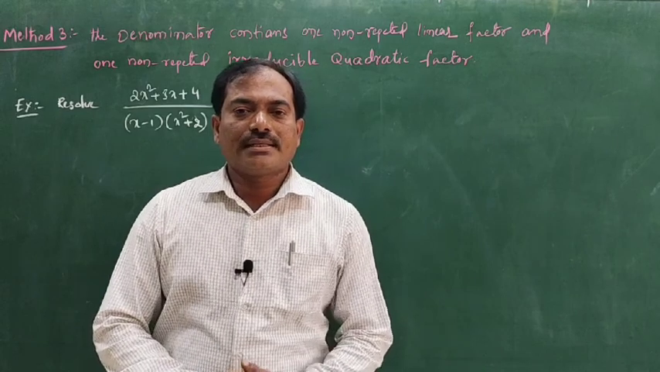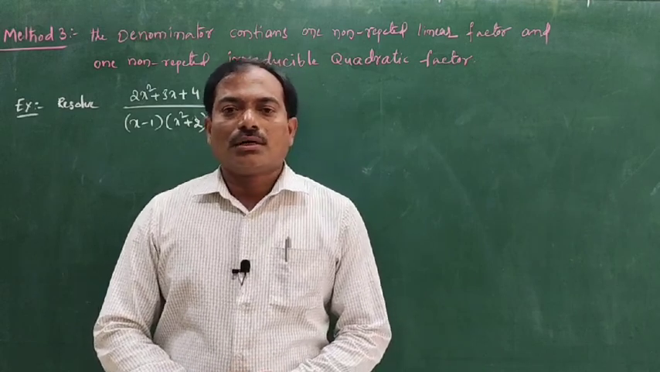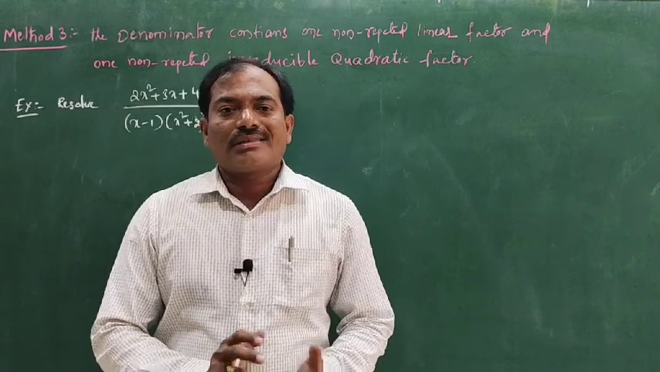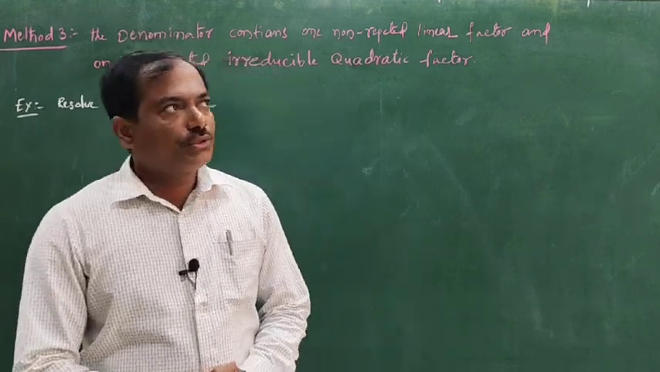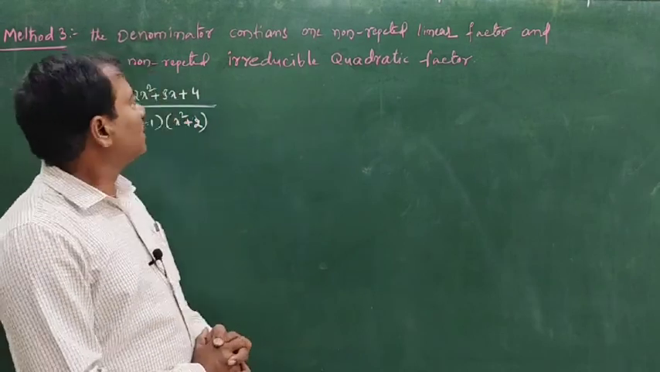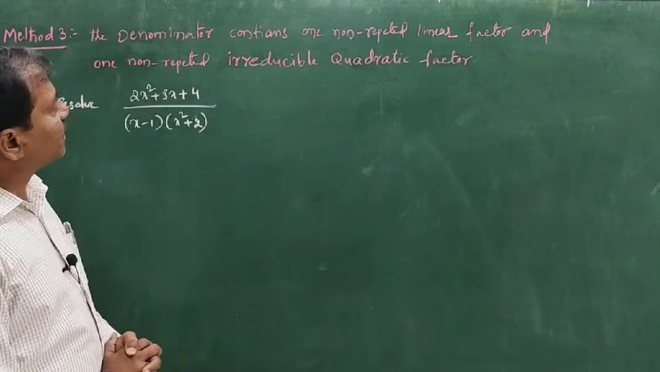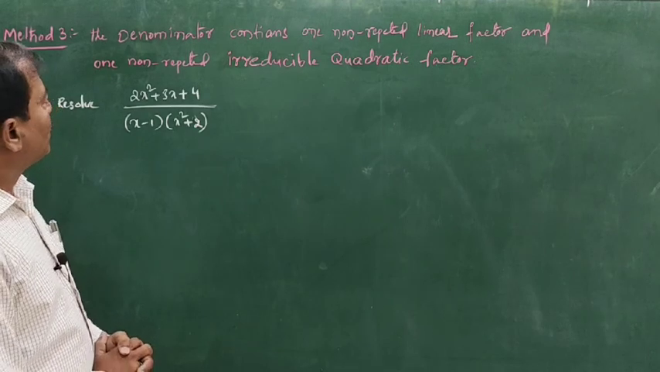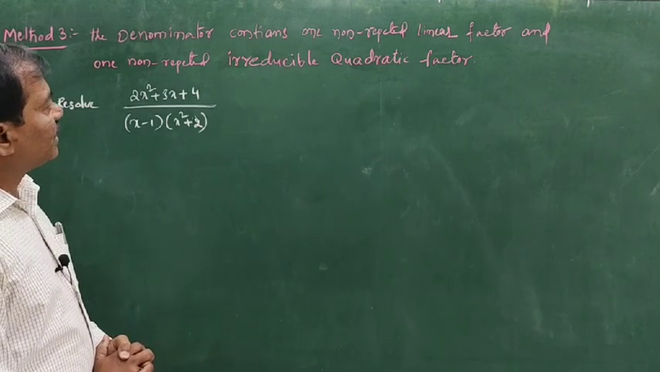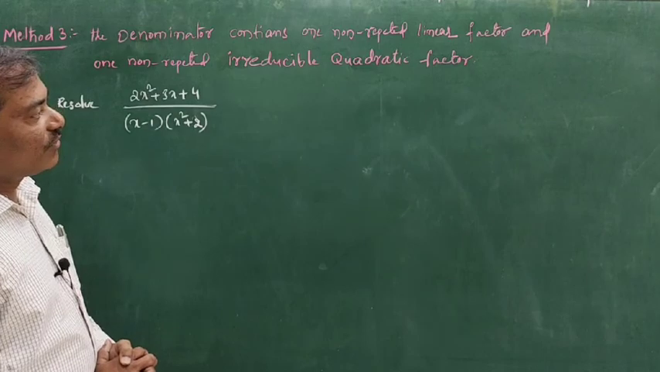So, in the last three classes we have resolved the given rational fractions into proper fractions. Today we have to discuss method 3. The denominator contains one non-repeated linear factor and one non-repeated irreducible quadratic factor.